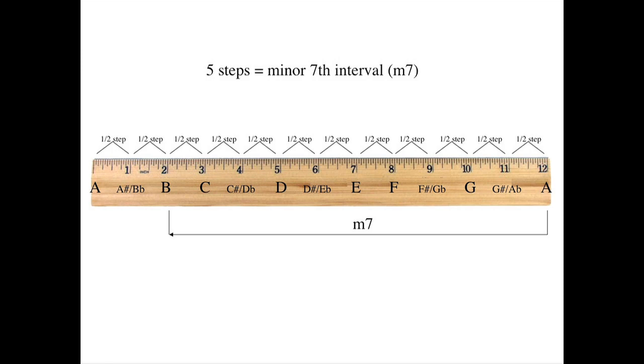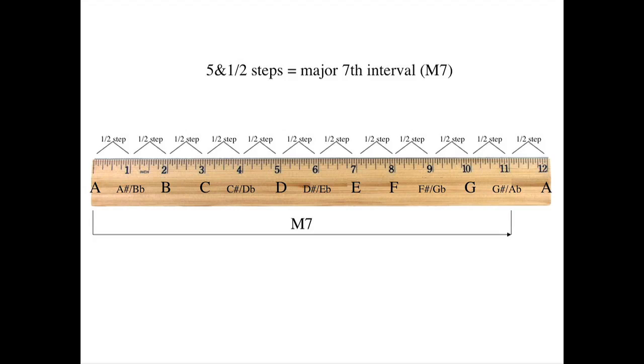All right. Next interval, the major seventh. It's 5.5 steps. You start at A, you go up a major seventh, you land at G sharp. And if you start at A and go down, descending a major seventh, you will land on B flat. Next interval, the octave. If you start at A and go up an octave, you land at A. And guess what? If you start at A and go down an octave, you land at A. Not rocket science there.